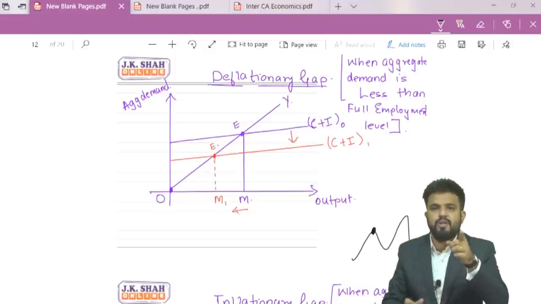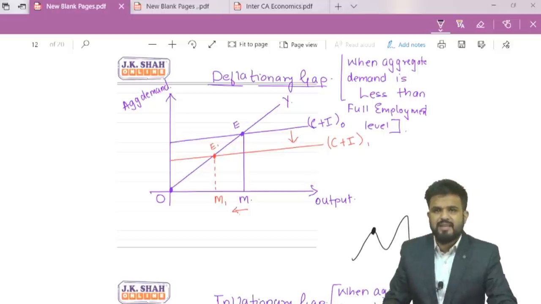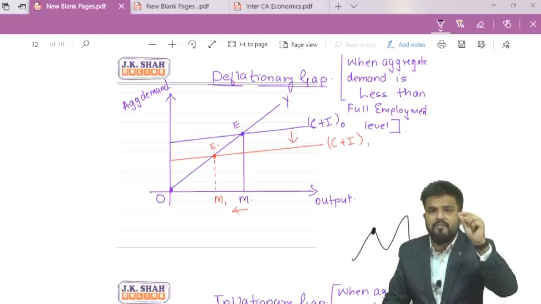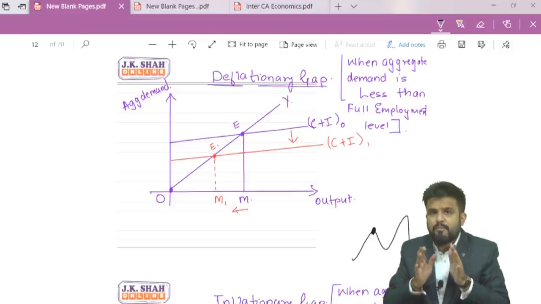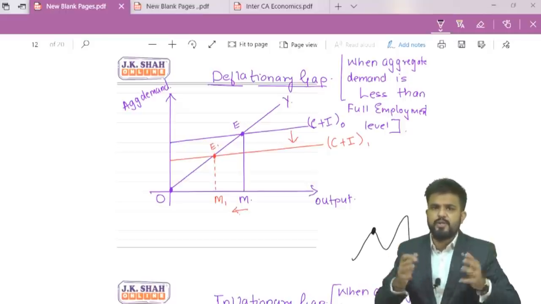So, students, fall in price is not good because the producer may not earn. Intentionally, he needs to reduce the price because there is no demand, or there is less demand. So when aggregate demand is less than full employment level, repeat, when aggregate demand is less than full employment level, that situation gives a deflationary gap or deflationary situation.